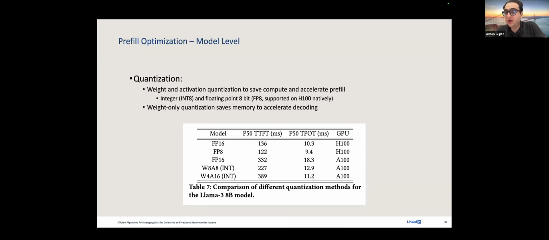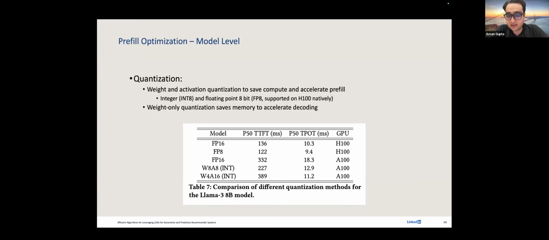So the question is, how do they compare? Should we quantize the weight? Should we quantize weight and activation? Should we quantize to 8-bit or 4-bit? In terms of speed, I have some quick comparison here. We're looking at the Llama 3 8B model, and we're looking at different hardware, the H100 GPU and A100 GPU. And we're looking at the TTFT, time to first token, and TPOT, time per output token, and different types of quantization and precision.